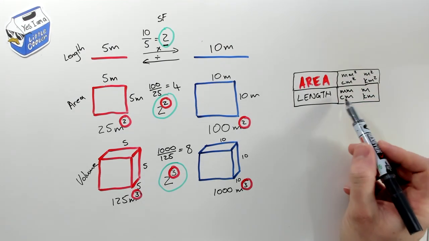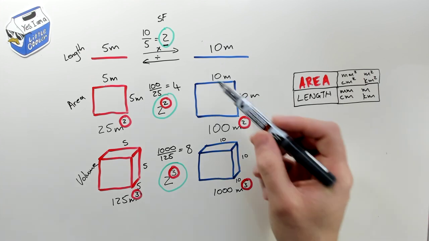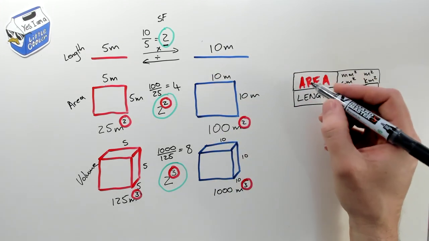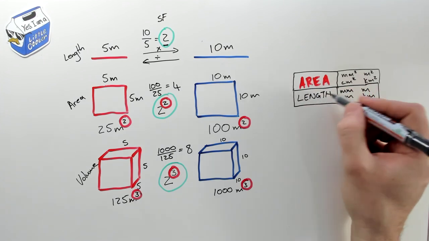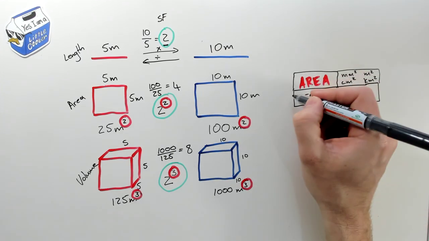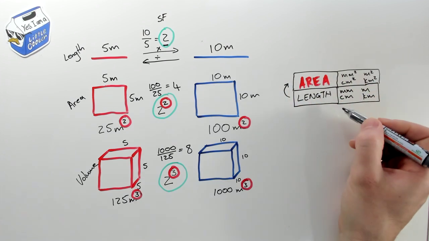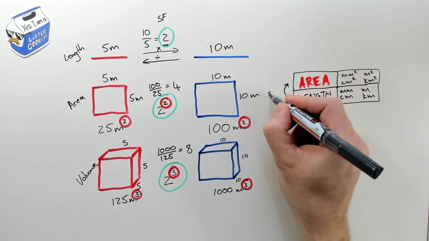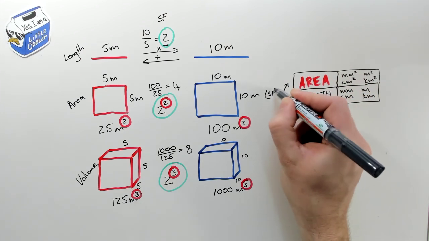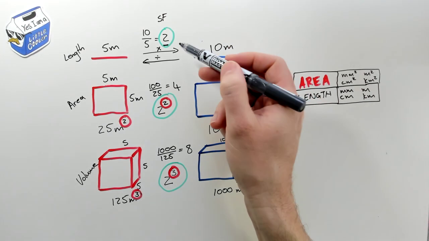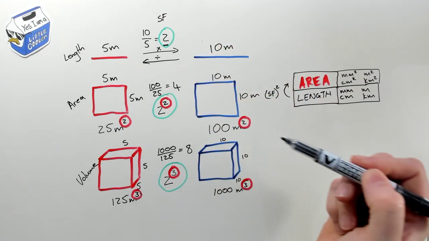But if I have a scale factor for length, like the 2 here, it doesn't work for area. I have to do something with it. So let's say it's a little house and this is level 1 and level 2. If I get the length scale factor and I want to compare areas, I'm going to have to square it. That makes sense because 2 squared gives me 4.